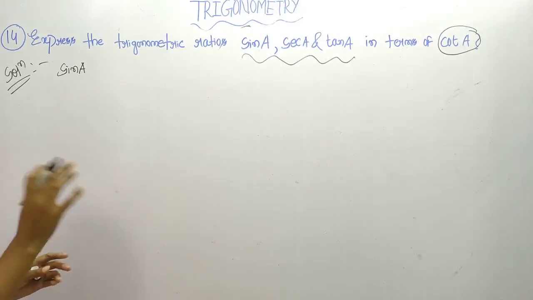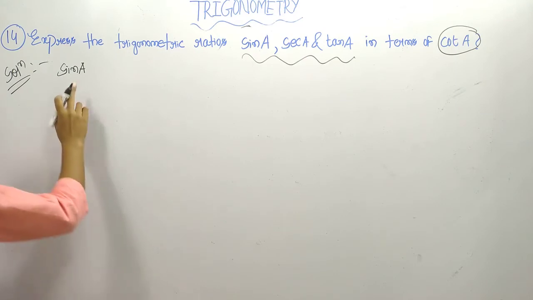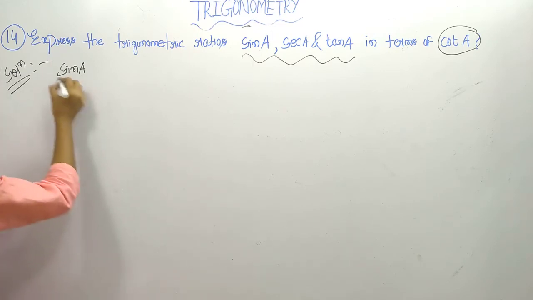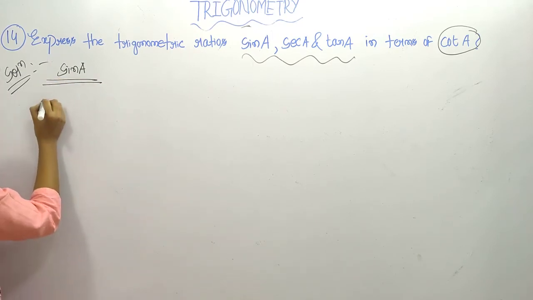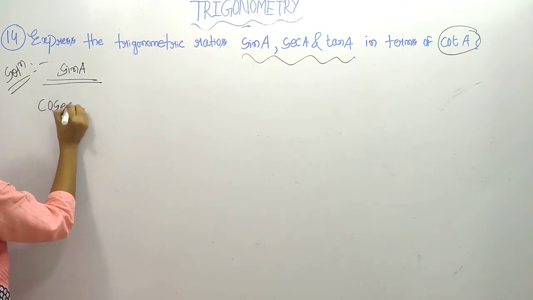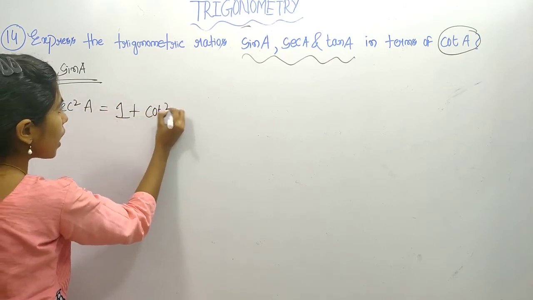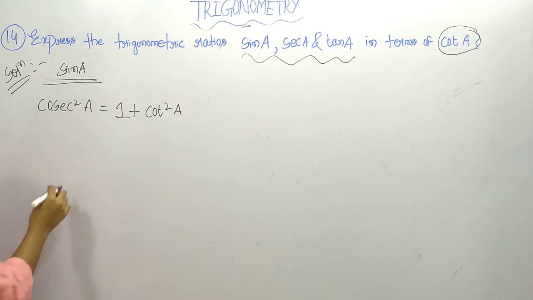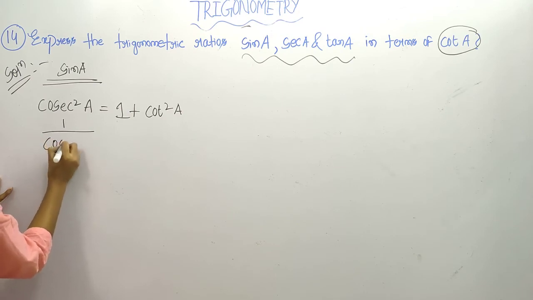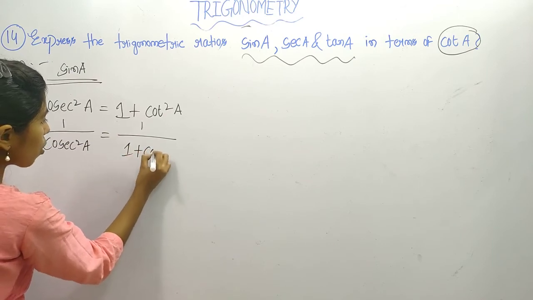Next you see, any relation is there in between sin A and cot A? No. Then you move to the reciprocal part. Sin A is the reciprocal of cosec A, right? So we know one formula regarding cosec A and cot A, that is cosec square A equals 1 plus cot square A, right? So sin A is the reciprocal of cosec A. So 1 by cosec square A equals 1 divided by 1 plus cot square A.